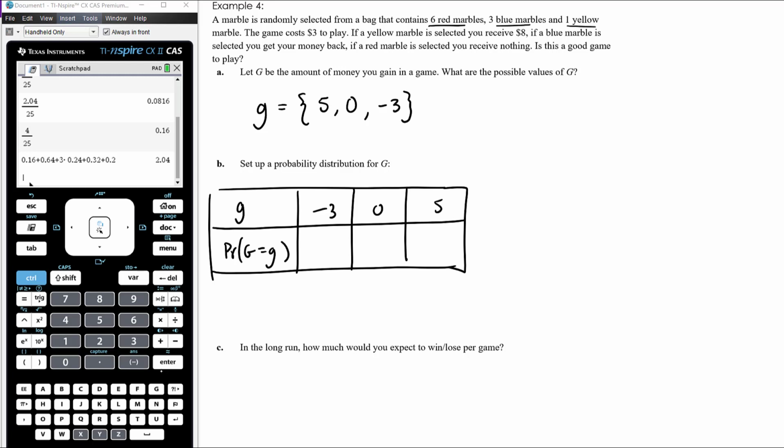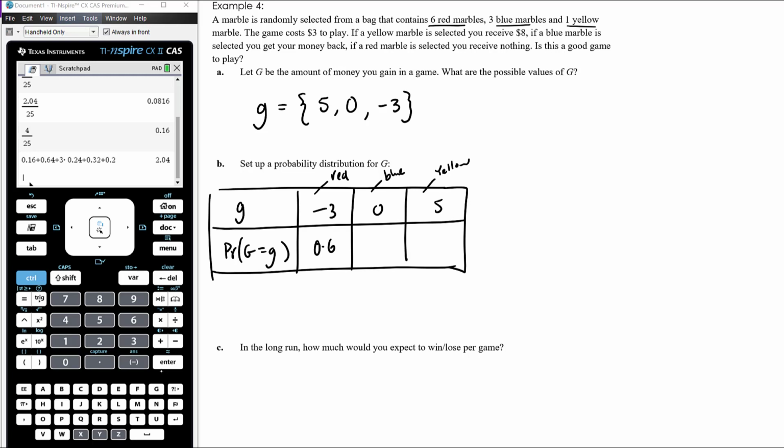So the bag has 6 red marbles, 3 blue marbles, and 1 yellow marble. We lose $3 if it's a red marble, we gain nothing if it's a blue marble because we get our money back, and we win if it's a yellow marble. Each of these probabilities is going to correspond to the probability of selecting a red, blue or yellow. For the probability of selecting a red, we've got 10 marbles there, and 6 out of the 10 are red, so that's going to be 0.6. You can write it as 3/5 if you want, not as 6/10 though.